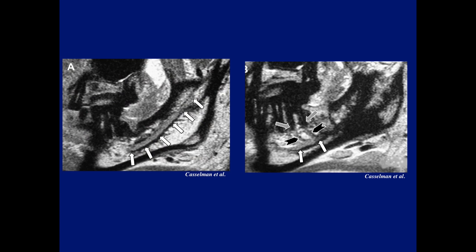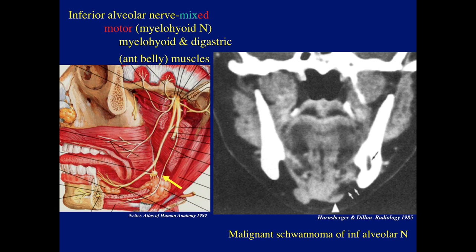And here's, for instance, this image of the mandible showing the inferior alveolar nerve within the mandibular canal. And here are some of the fibers going to the individual teeth. This is the tooth, the crown, and here the nerve coming off the inferior alveolar nerve to supply the tooth. And here's a case that had a malignant schwannoma of the inferior alveolar nerve.